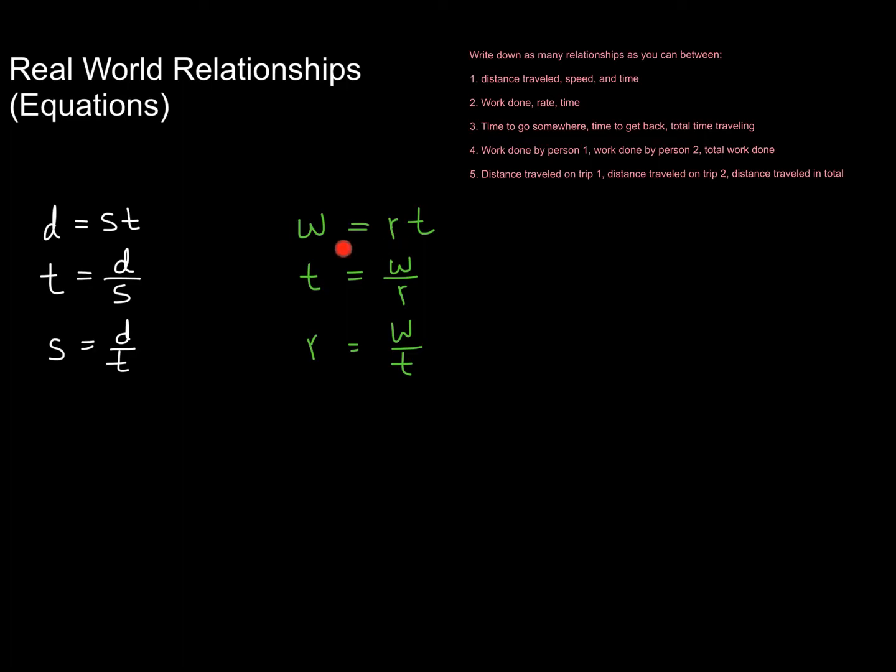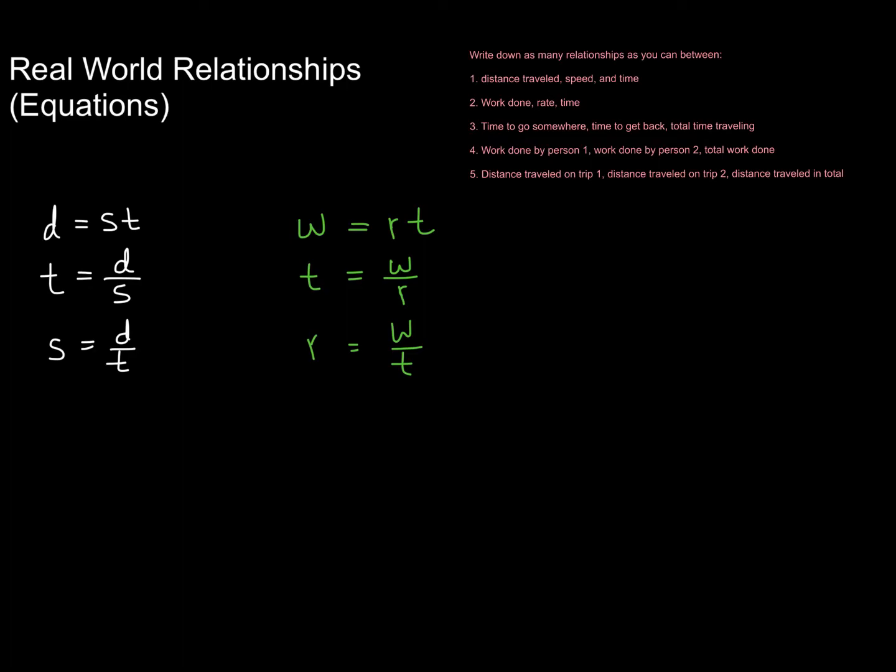Analogously, we have the relationship between work, rate, and time. And this is a more general situation. This is very specific, right? But this is kind of the same equation, just in a more general way. The amount of work that I get done is going to be equal to the rate at which I'm working times the time for which I work. And similarly, I can solve for time and for rate.